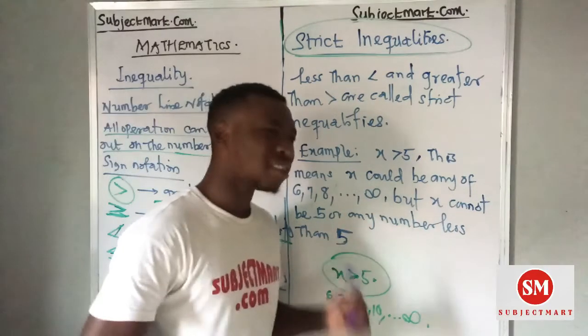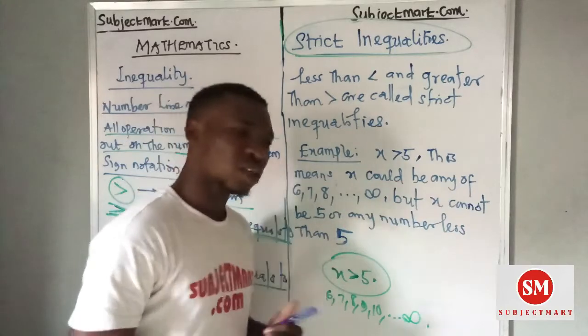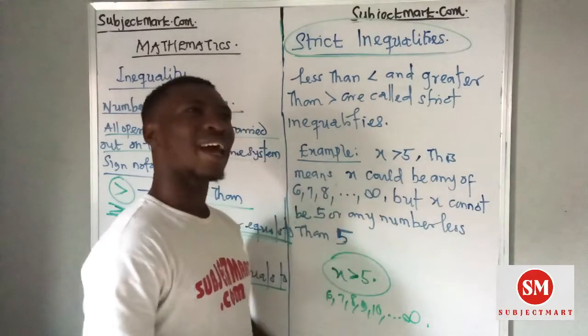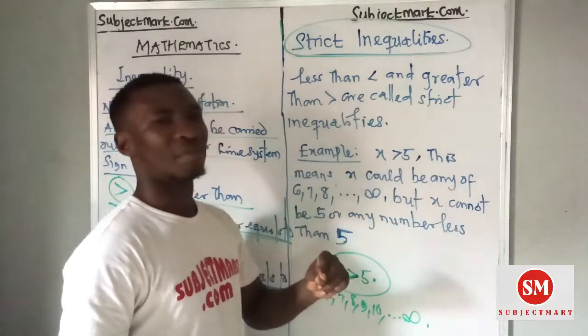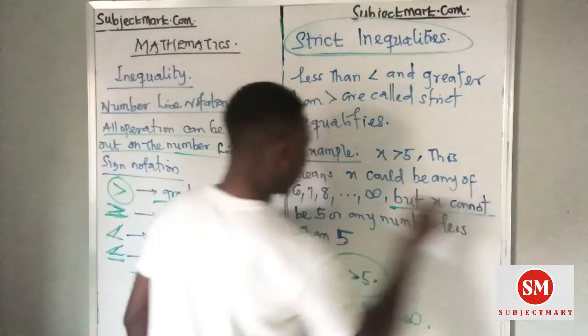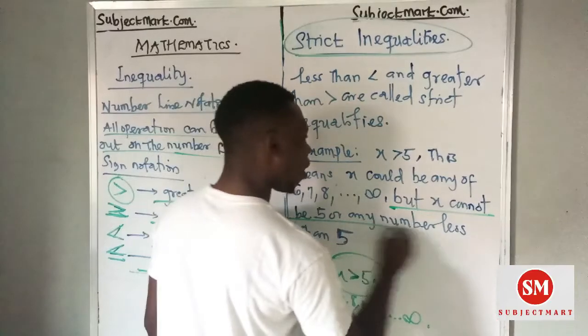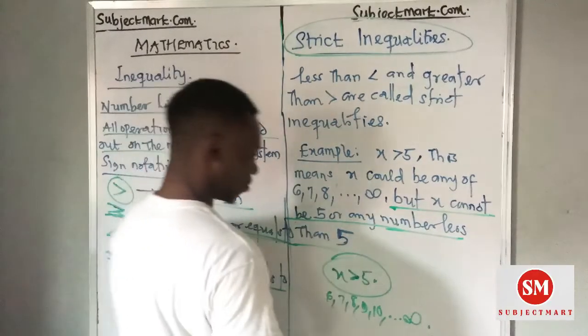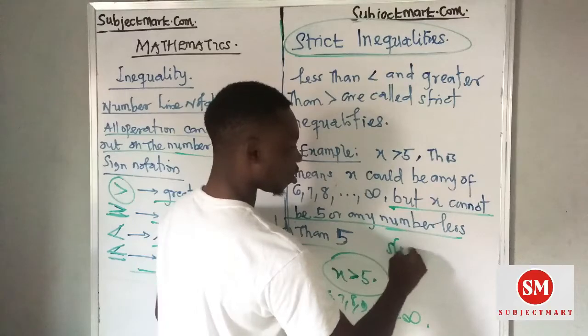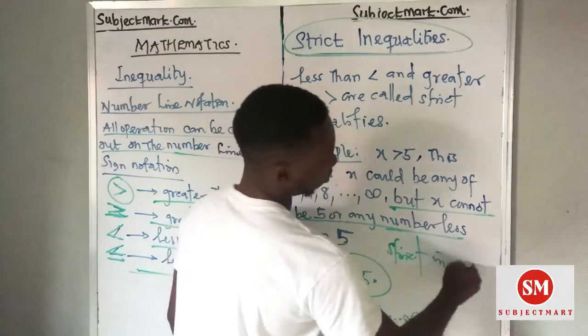But why is it strict? It is strict because if I say x is greater than 5, it simply means that x can never be 5 or any number less than 5. So that is why it is known as strict inequality.